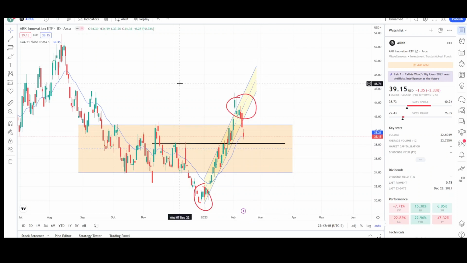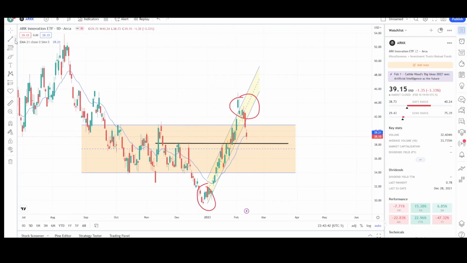So I'll have to wait and see, but that's pretty much all I have for ARK Innovation on the daily chart. Let's go over this last thing right here.